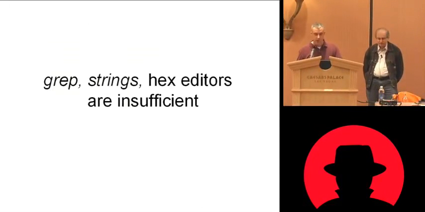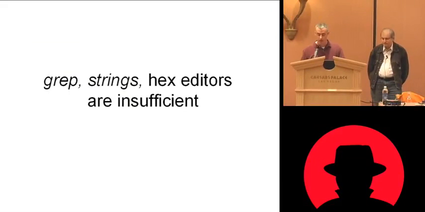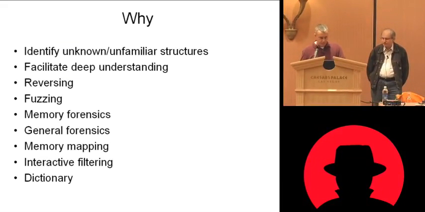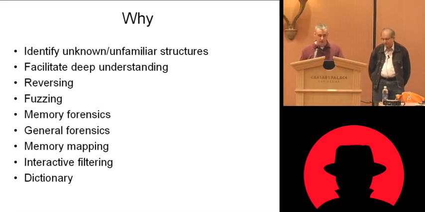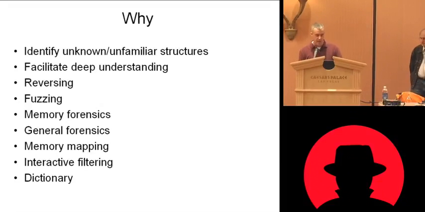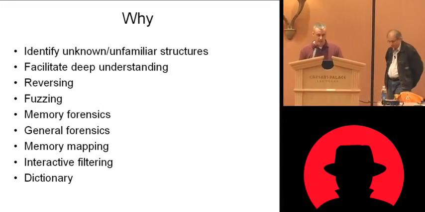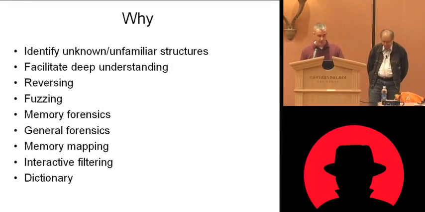And we argue the current tools, things like grep and strings, hex editors, for this general purpose problem, they're insufficient. We can do better, and that's what we're trying to get at. As alluded to at the beginning, you're going to encounter unknown, unfamiliar structures. Typically, you'll be looking at them in text. By getting our arms around all the various types of building blocks, primitive types out there, we can help facilitate deep understanding, help you as a reverser, as a fuzzer, as a forensics analyst.